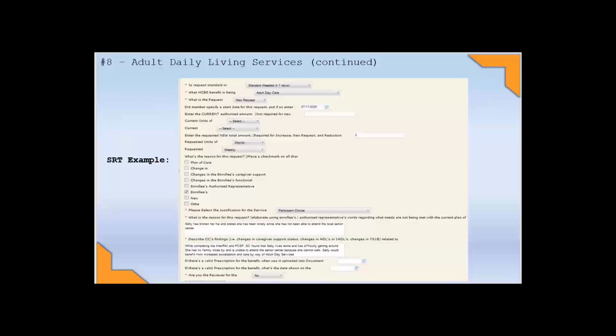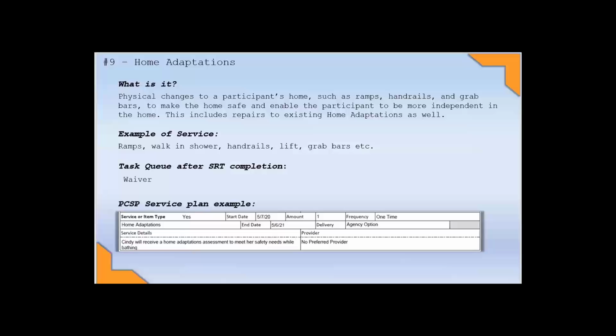And then our SRT example. So home adaptations, physical changes to a participant's home, such as ramps, handrails, to make the home safe and enable the participant to be more independent. Examples, ramps, walk-in shower, handrails, etc.